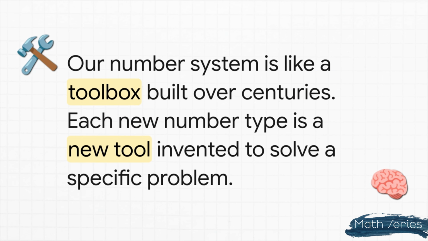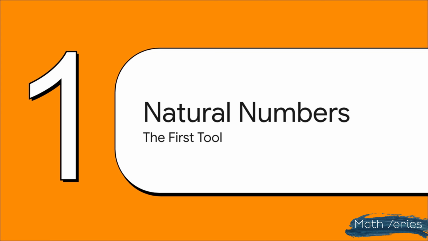Well, the answer is that our whole system of numbers is kind of like a toolbox, one that's been built up over thousands of years. Every time mathematicians hit a wall, a problem they just couldn't solve with the tools they had, they didn't give up. They just invented a new tool. So let's open up this toolbox and take a look at the very first tool that ever went inside, the one that really got the ball rolling, the natural numbers.